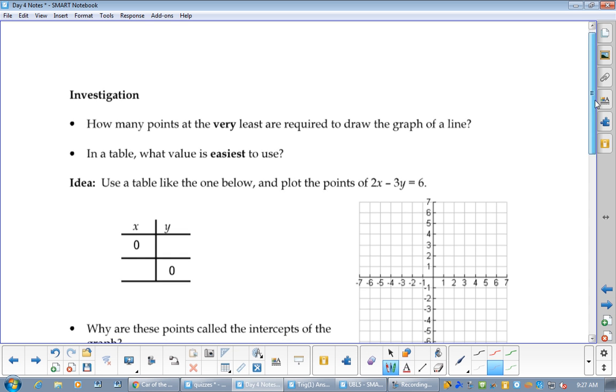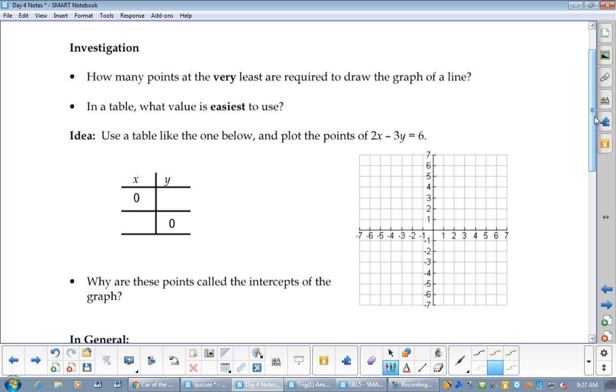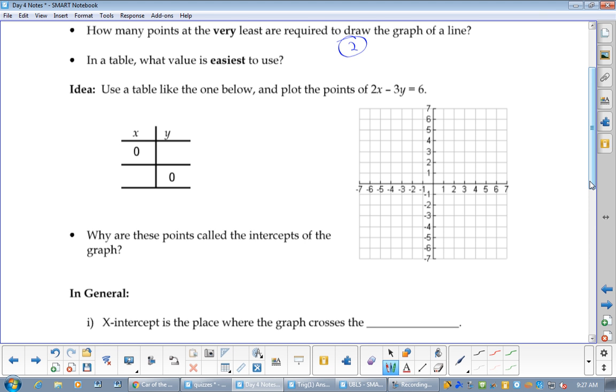Okay. So, now how many points at the very least is required to draw a line? 2. Okay, you need 2 points to draw a line. In a table, what is the easiest value to use? The y-intercept. So this is the y-int when x equals 0. And this is the x-int because when y equals 0.